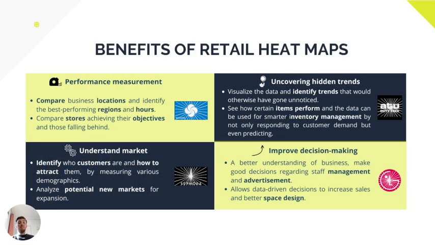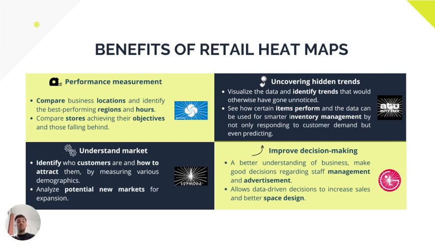So we will now talk about the benefits of retail heat maps and the benefits that companies can have using this technology. There are four main benefits, and the first benefit is performance measurement. For instance, companies such as Samsonite, thanks to heat maps, are able to compare business locations, regions, and hours, and understand why some of their stores are achieving their objectives and some are just falling behind.